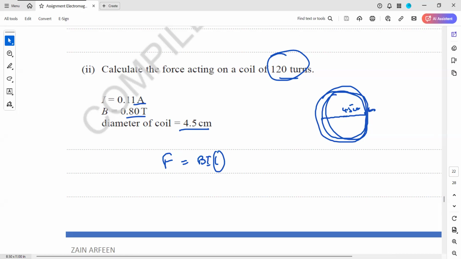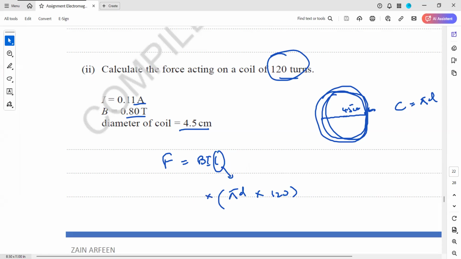So length is actually the circumference, because the length in a magnetic field will be the circumference. And what is the relation between the circumference and the diameter? Circumference is 2 pi r, or we can also say it is pi d. So the length will be equal to pi d, but I will multiply this by a total of 120. Why 120? Because it has 120 turns.